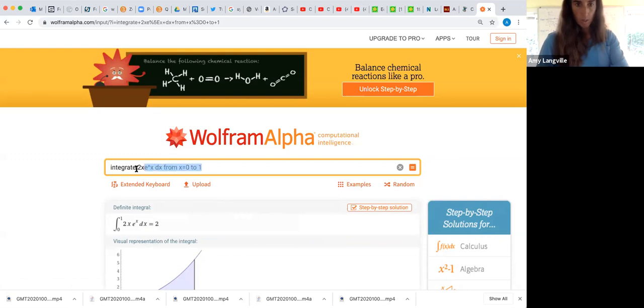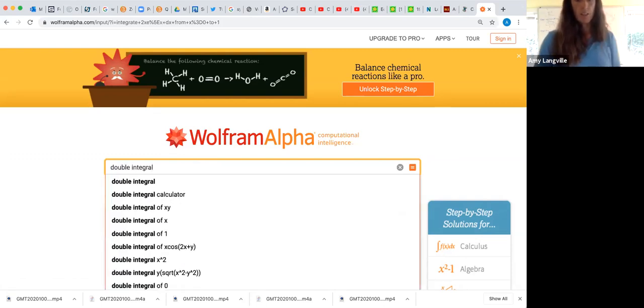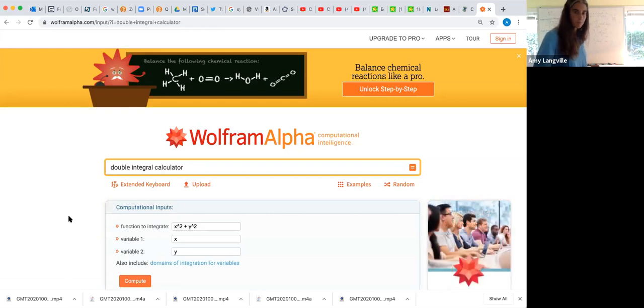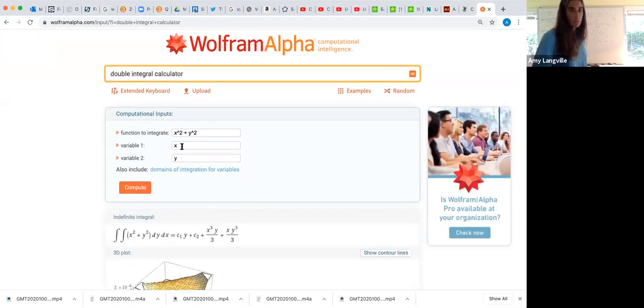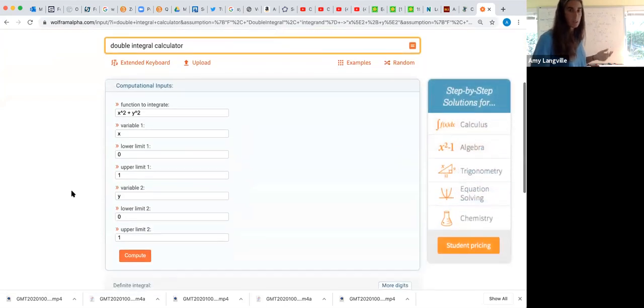I want to show you the tool, Wolfram Alpha, can do double integrals as well. The syntax can get a little tougher to enter, so let's just go to the double integral calculator. Okay, so it shows here's a function, you can put in your variables, but we have a definite double integral. So we want to enter values for the domain, for the limits. Basically, it's letting you enter your limits.